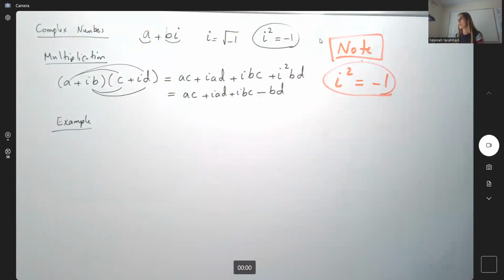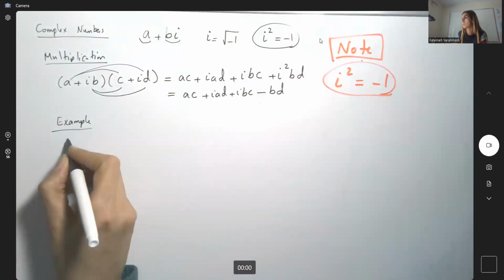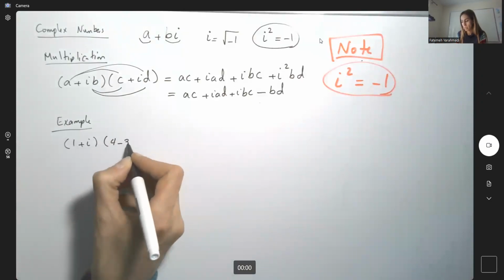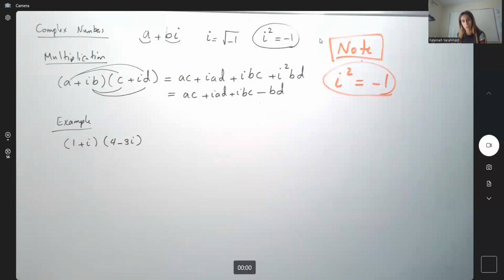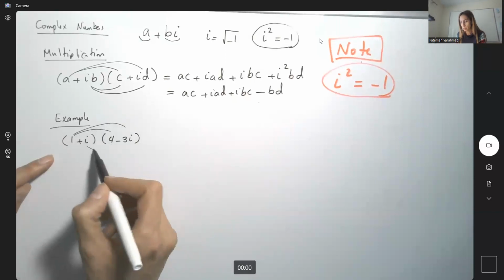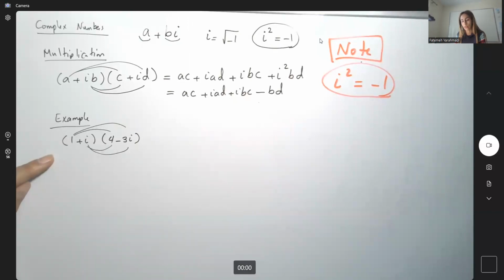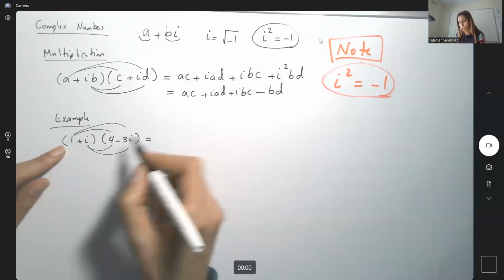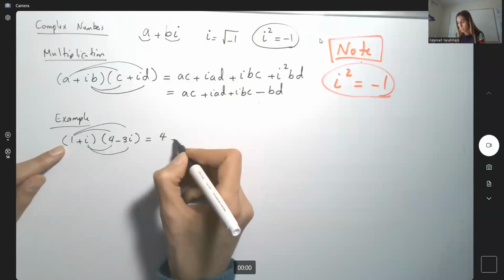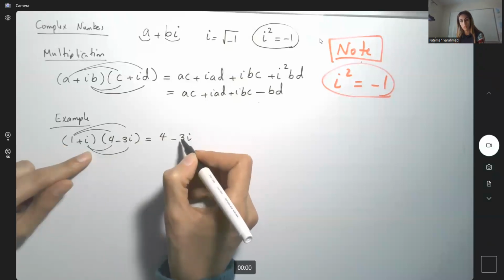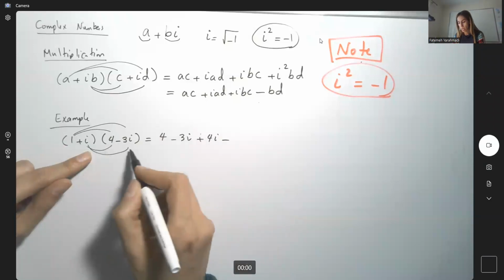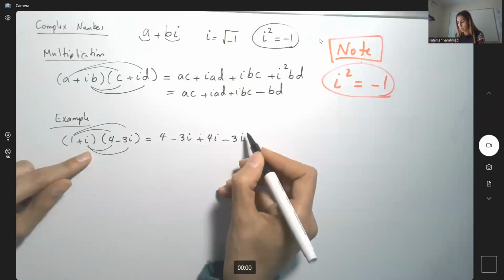For example, suppose I ask you to multiply 1 plus I and 4 minus 3I. Well, you're going to say that, hey, I'm going to distribute 1 into parentheses, then I'm going to move on and distribute I into parentheses. So you have 1 times 4, which is 4, 1 times -3I, minus 3I, then you're going to move on to I times 4, 4I, and then you have -3I squared.